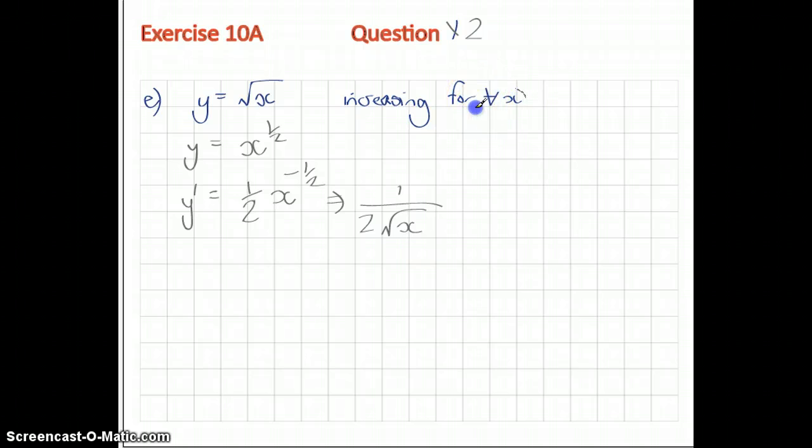Now I need to consider the values of x. So what I'm going to do is look at the three cases again. I'm going to look at where it's positive, where it's negative, and where it equals 0. So let's have a look at this first.